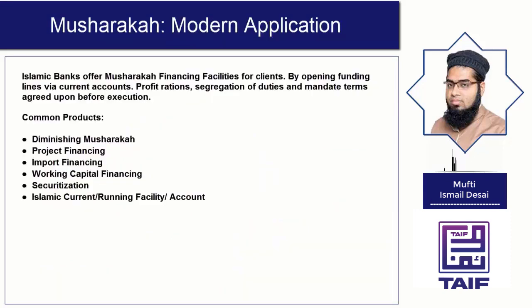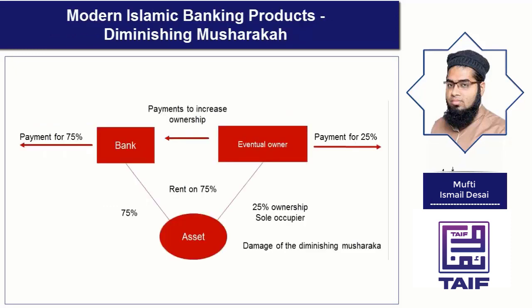How is Musharakah applied in the modern sense? Musharakah is applied in the modern sense by having a diminishing Musharakah facility, where home finance is done on a diminishing Musharakah basis: the bank partners with the client, and then the client slowly buys out the bank's shares. So this is an example of a modern concept of diminishing Musharakah. You can see here that the client and bank purchase the asset together, and the bank essentially sells its shareholding to the client over a fixed term. So this is an example of a diminishing Musharakah.